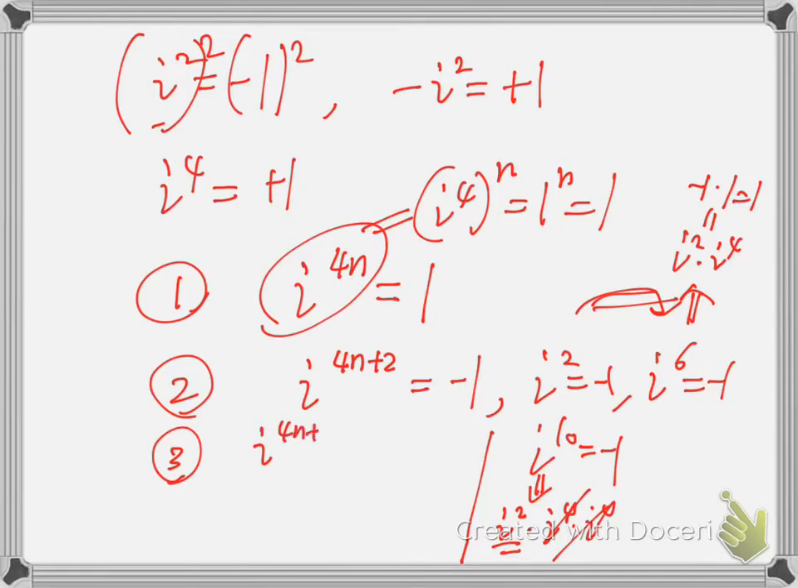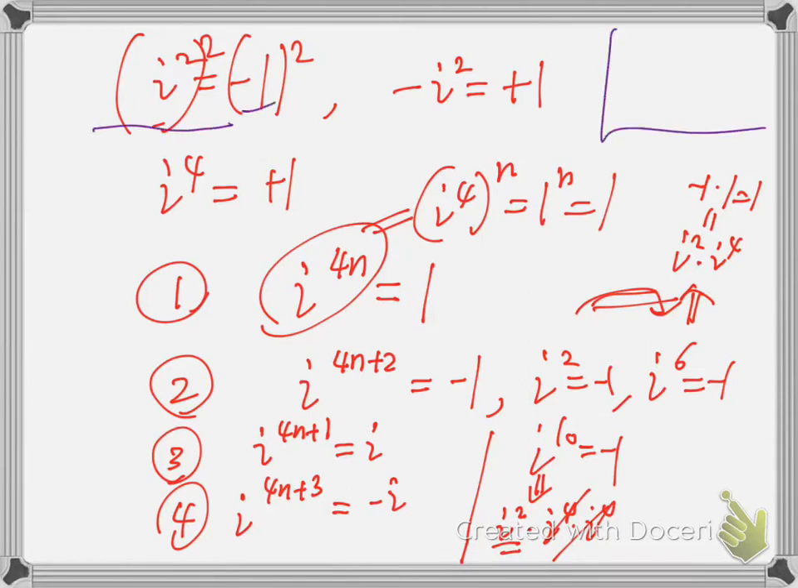4n plus 1 gives i. And if it is 4n plus 3, this is -i. So i is a very interesting imaginary number. The most important thing is this definition: i squared is -1. So let's put it here again. That's the definition of i.